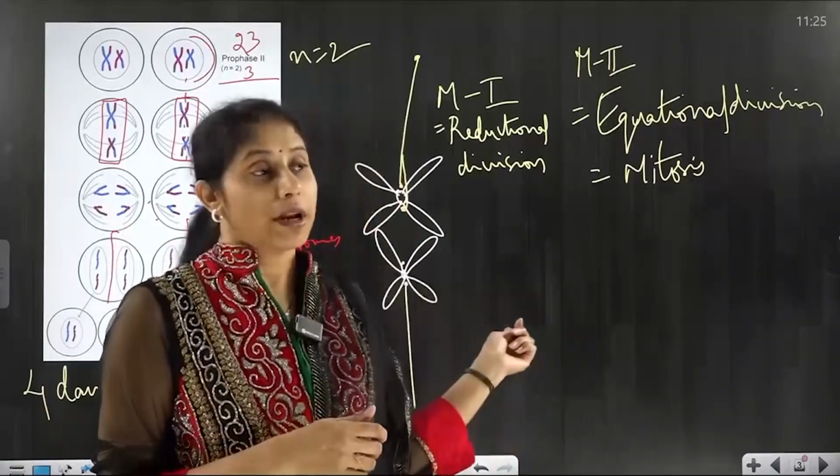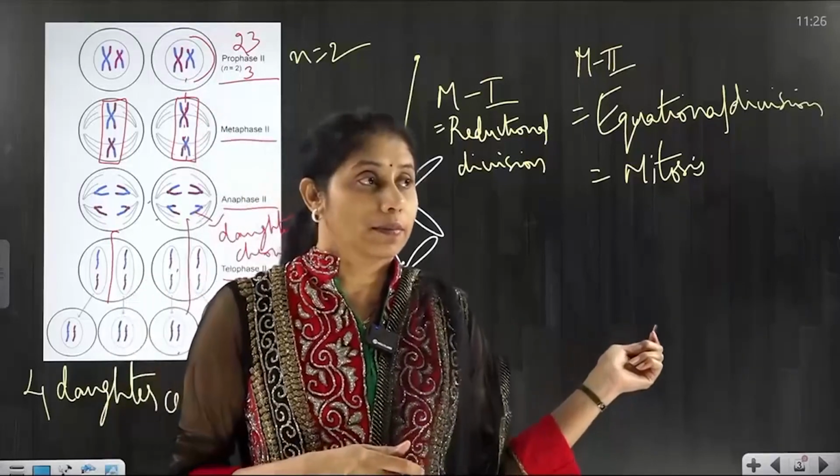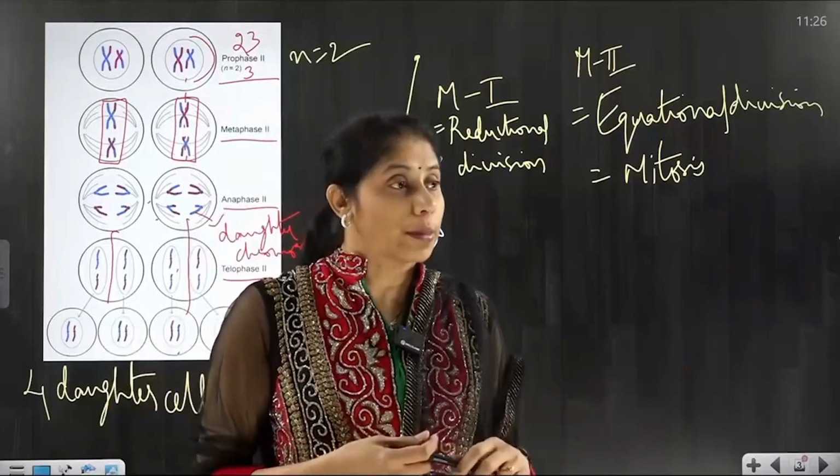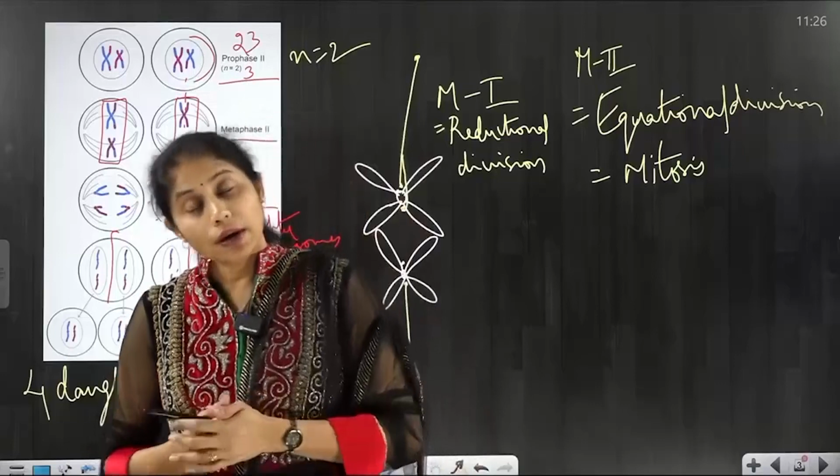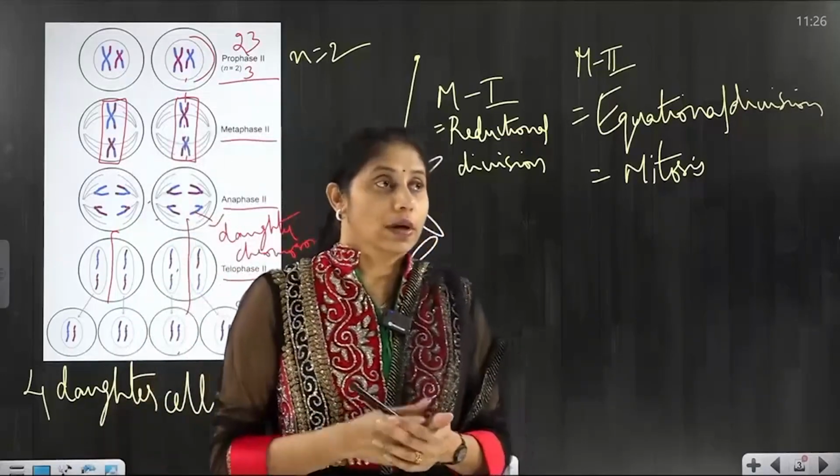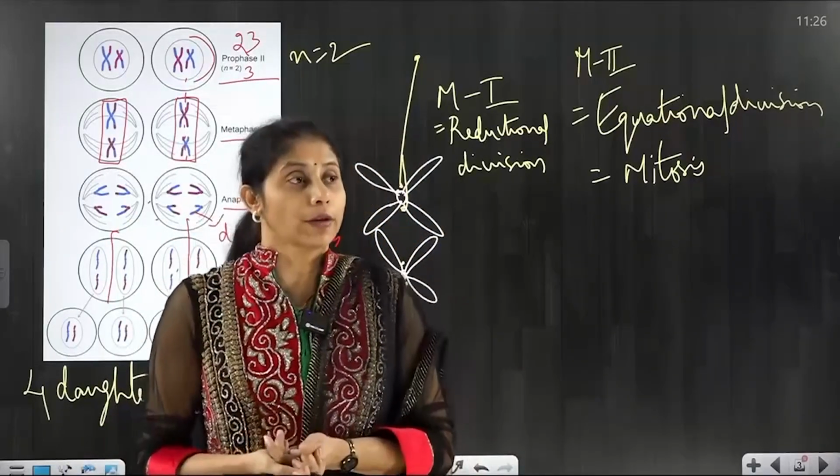This is usually happening in the formation of gametes. So gametes are generally haploid and they are formed by meiosis. In all the remaining somatic cells, mitosis will happen.